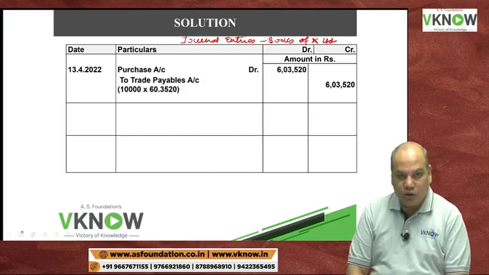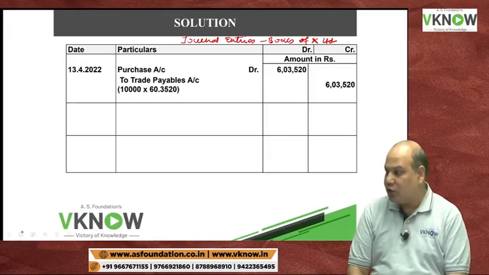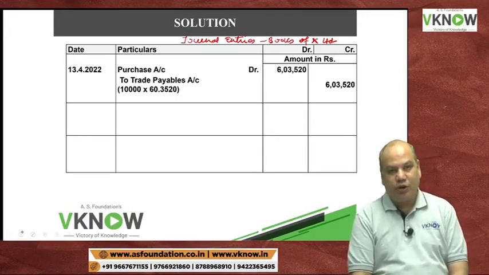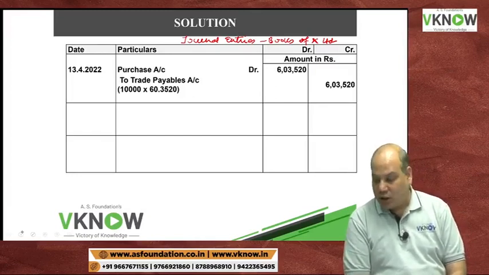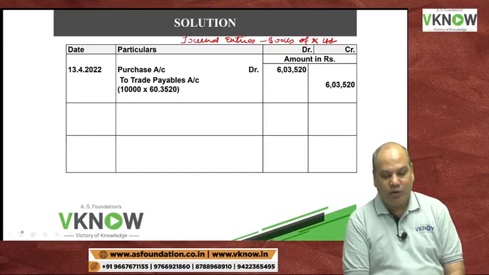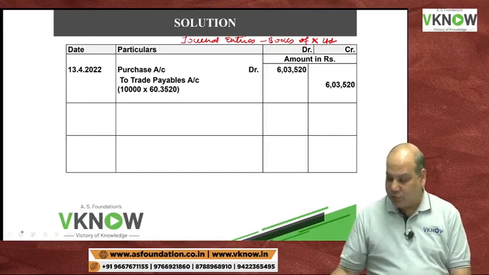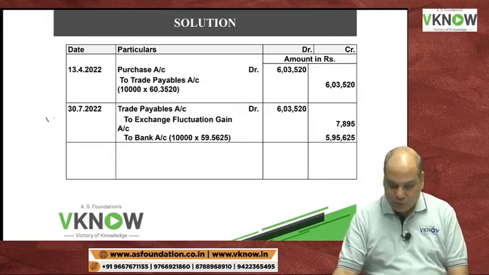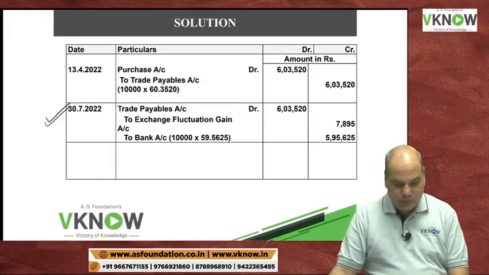So on 13th April 2022, we will record purchases account debit 10,000 into 60.3520, and that comes to 603,520, to trade payable account 603,520. Then we'll come to the settlement date.